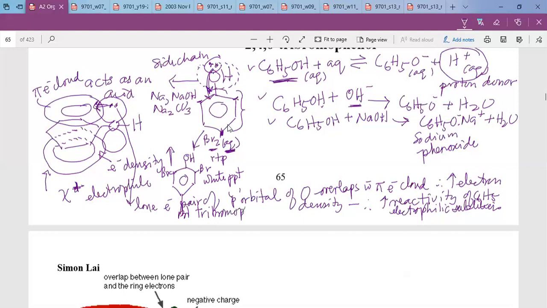Tribromophenol, and it's white. That's how you show a difference between a hexanol and a phenol. Bromine at room temperature works because the OH activates the ring.